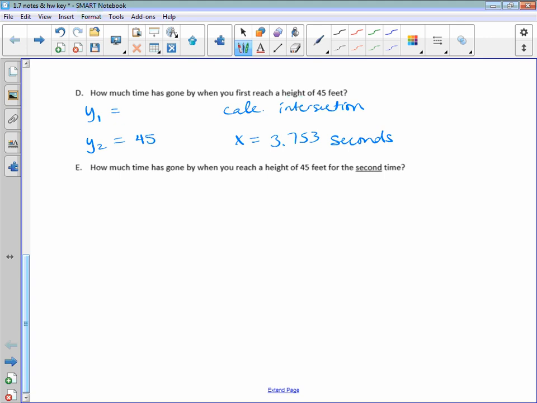Alright guys, so let's look at letter E then. How much time has gone by when you reach a height of 45 feet for the second time? So you've got to find that second intersection. 10.247 seconds.